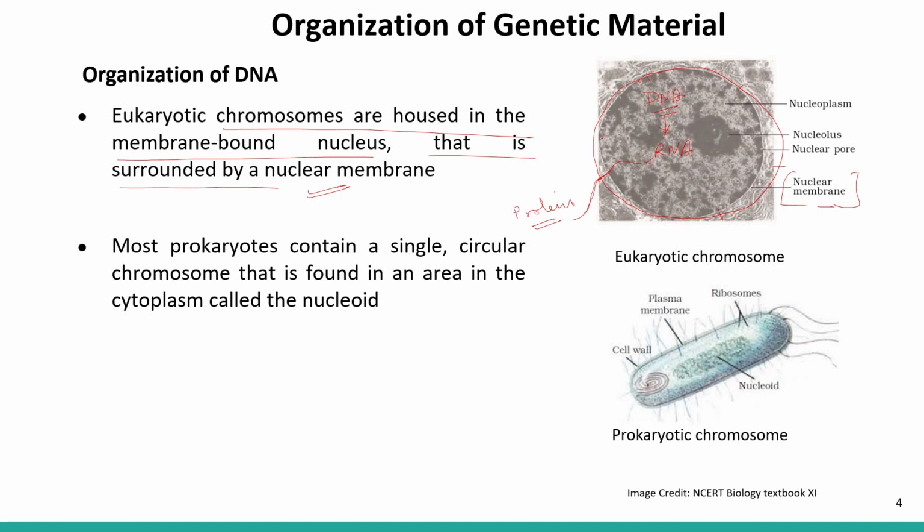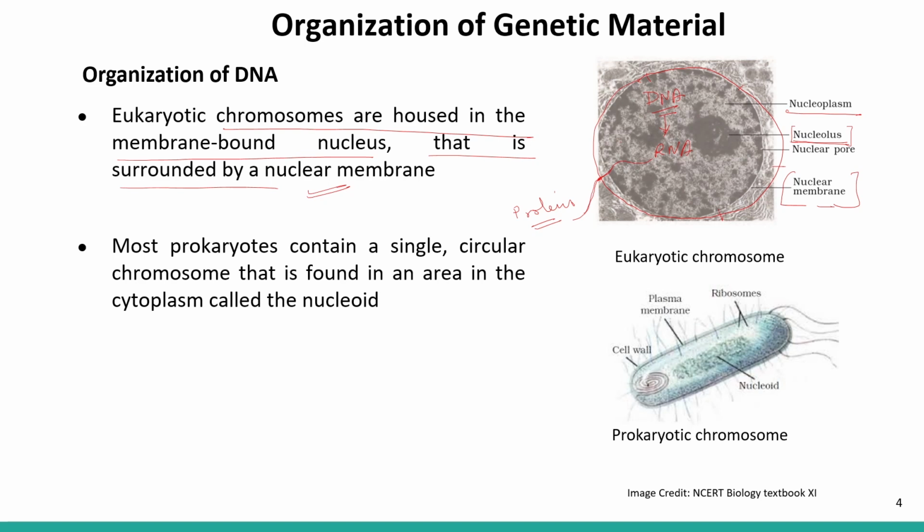The liquid material present inside the nucleus is the nucleoplasm, and it contains chromatin material. There is also one more round structure called the nucleolus, which is the site where RNA formation takes place. We will study eukaryotic chromosome organization in a separate session. Here we are going to focus on the prokaryotic organization of DNA.